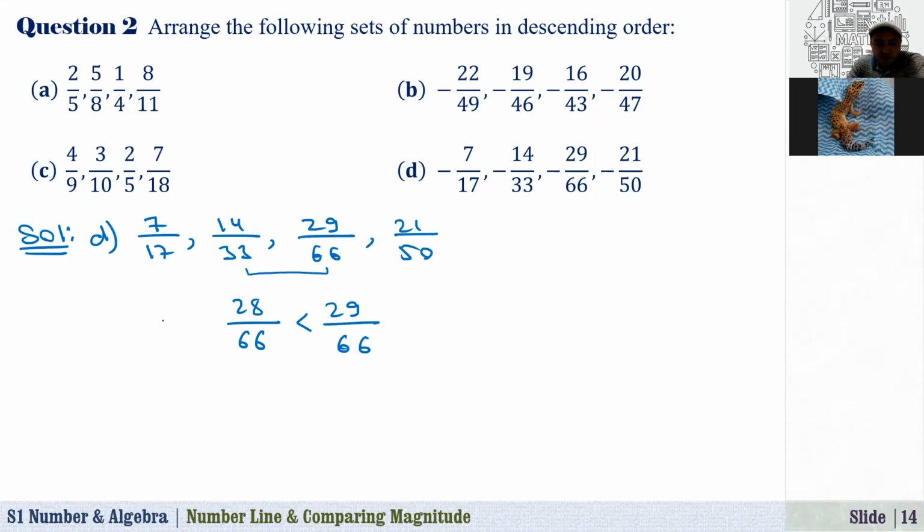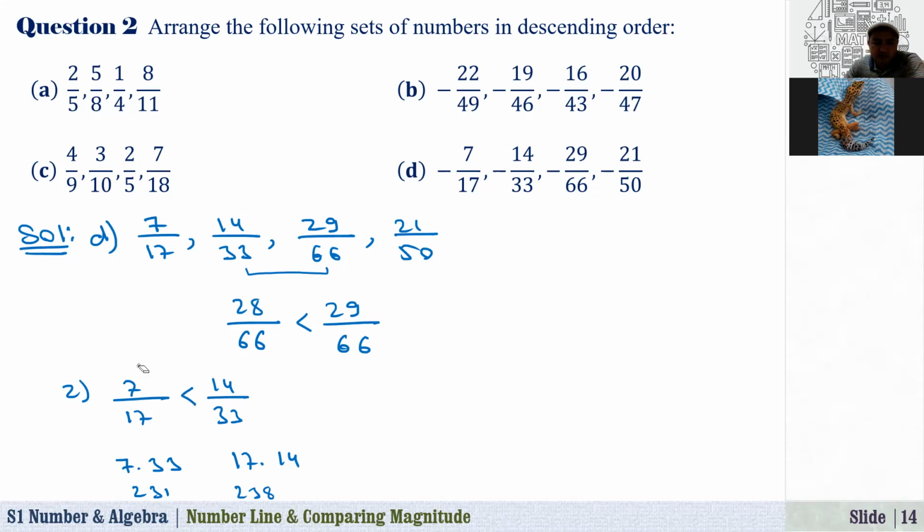Now, how about these two numbers, 7 over 17 and 14 over 33? Which one is greater? Actually, we have nothing to do, so I'm just going to multiply both sides by 33 times 17. So on the left-hand side, we have 7 times 33 and 17 times 14. 7 times 33 is equal to 231. And 17 times 14 is 170 and 68, 238. So this is greater. So that means that this 14 over 33 is greater than 7 over 17, right?